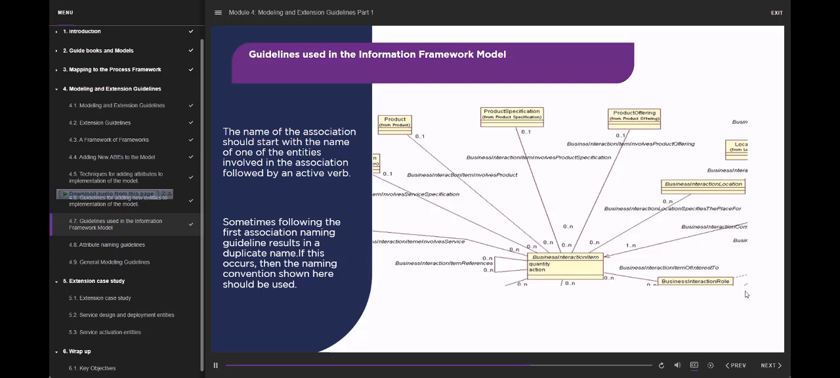Some modelers wonder why the naming convention shown here can't be used all the time, and just have one convention. A consensus of TM Forum members involved in developing the Information Framework model felt that the exception should not be the rule. Plus, following this convention does result in longer association names, which can lead to possible issues. For example, developers don't like long names, and some organisations have guidelines that limit the length of the name.